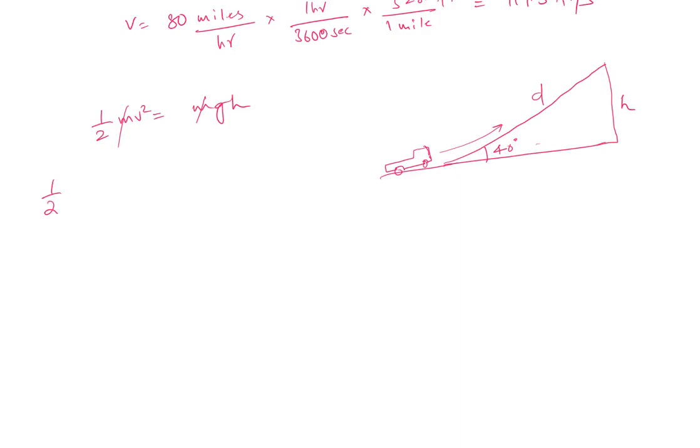Half v squared, so we've got 117.3 squared is g, 32.2, times h, right? So h is, once you do all of this, you get 213.7 feet. So that is the height, that's the h.